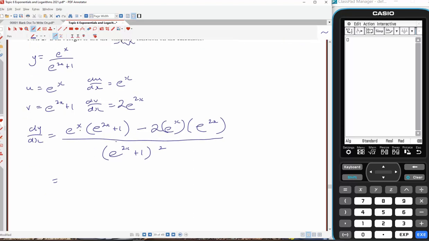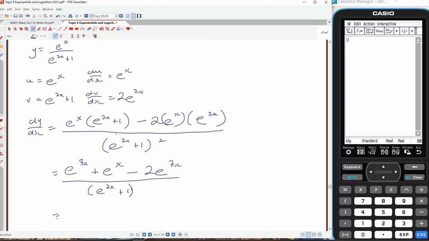So we're going to expand this out, so it's e to the x times e to the 2x. So if common bases are multiplied, we add the powers together. So that's going to be e to the 3x plus e to the x. This one here is going to be take away 2 e to the 3x over e to the 2x plus 1.